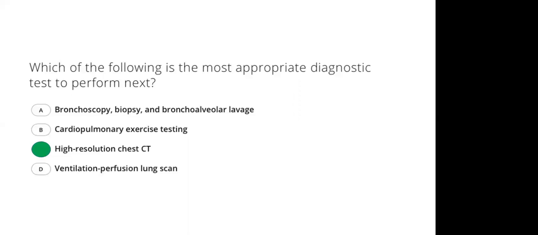If we had normal PFTs, would we do B instead, since we learned about it last week? Oh, you did learn about that. That's true.